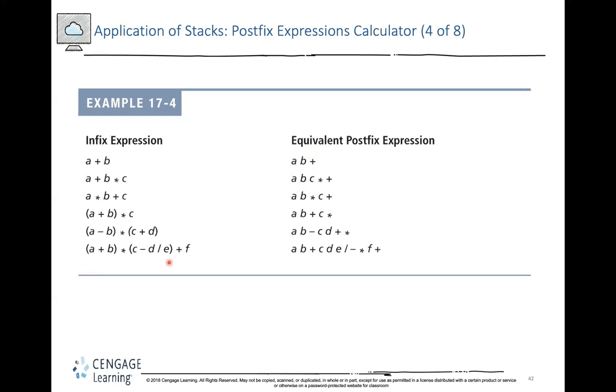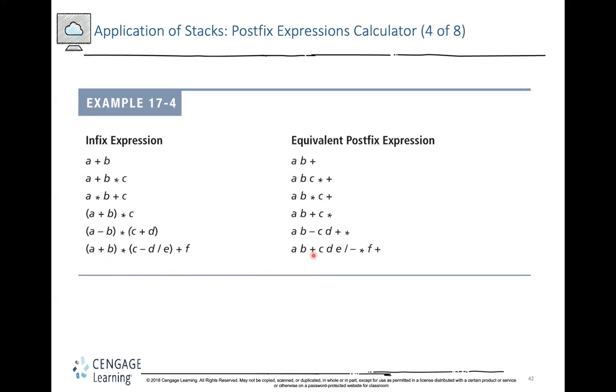Now let's take the last example: (A plus B) multiplied by (C minus D divided by E), and then that whole result plus F. Since it's complicated, let's look at this transformation to postfix. First thing we want to do is the sum of A and B, the addition. So what you do here is AB plus.